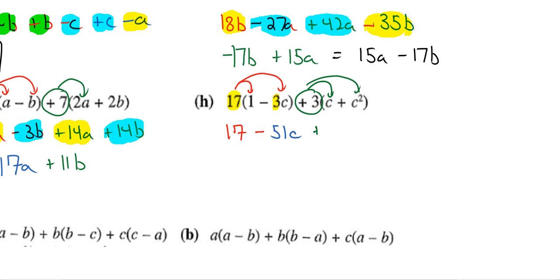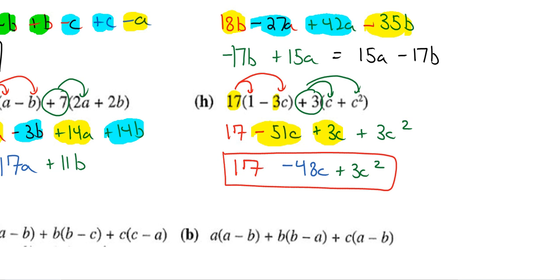And this is going to give you plus 3c plus 3c squared. Okay. Now, once you've done that, the only thing that you can really simplify here is you have a positive 3c. If I have a positive 3c and if I take away negative 51, so 3 minus 51, that's going to give you negative 48. So this will be negative 48c, and then plus the 3c squared, and then I have this 17 in front. So here's my answer, 17 minus 48c plus 3c squared.